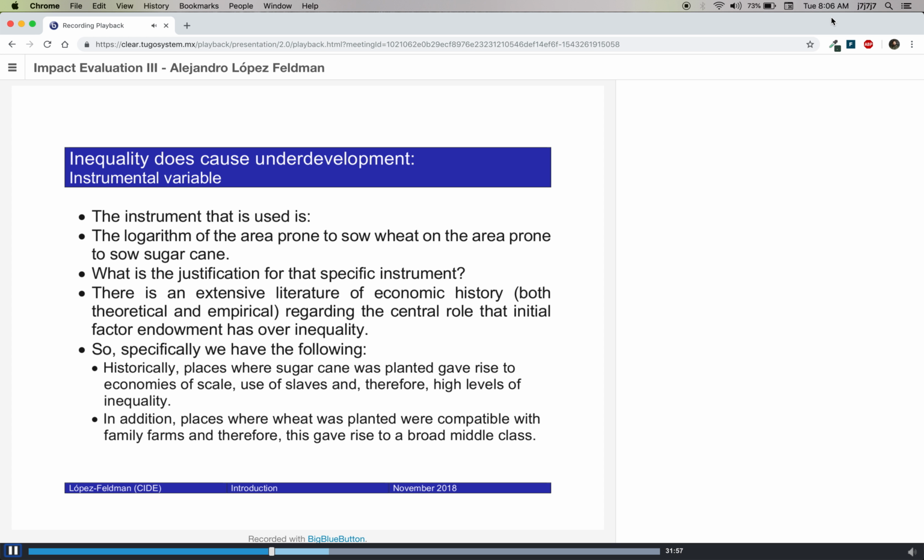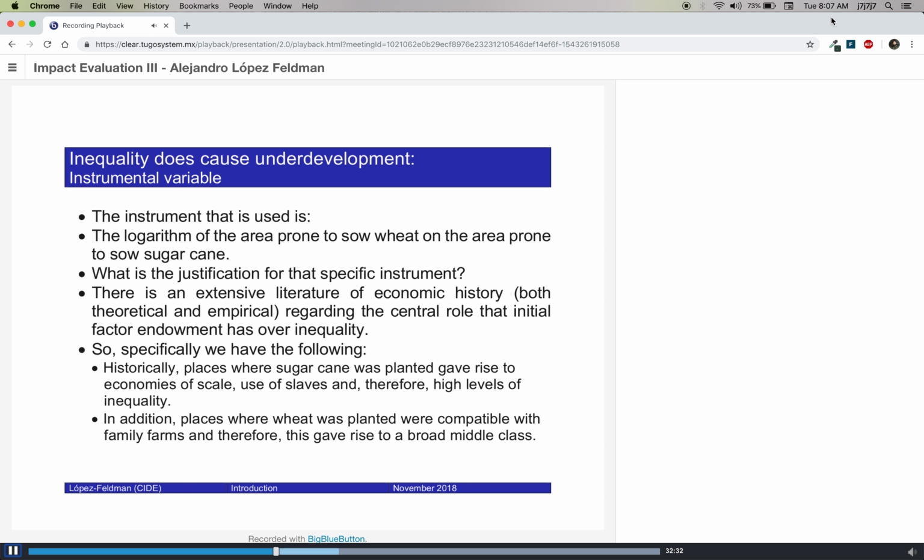What do I need? I am trying to explain the effect of inequality on income. So I have this endogenous variable, and I also need an instrument. The instrument must be related to inequality, and it should not have a direct relationship to the y variable that I want to measure. And why is this ratio related to inequality?